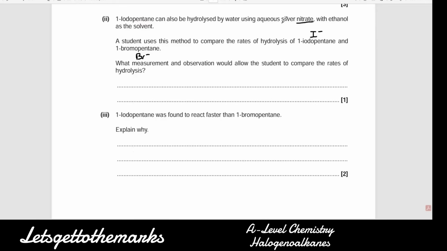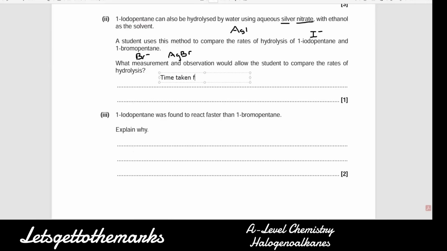Well, or the silver, I should say, from the silver nitrate. Well, you're going to get AgI, and that's a yellow precipitate if you know your halide ion tests. And you're going to get AgBr, which is a cream precipitate. So we're going to get a precipitate formed. So the idea here is what observation would allow us to compare the rates.